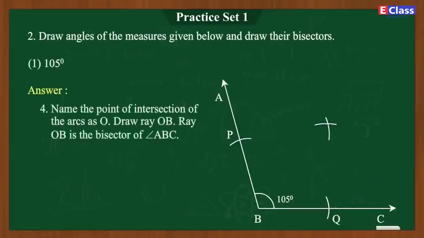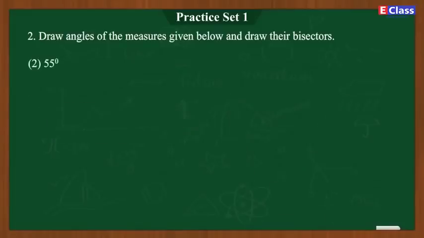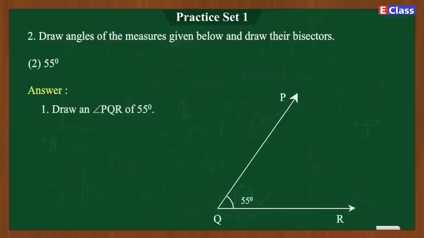4. Name the point of intersection of the arcs as O. Draw ray OB. Ray OB is the bisector of angle ABC. 2. 55 degrees. Answer. 1. Draw an angle PQR of 55 degrees.